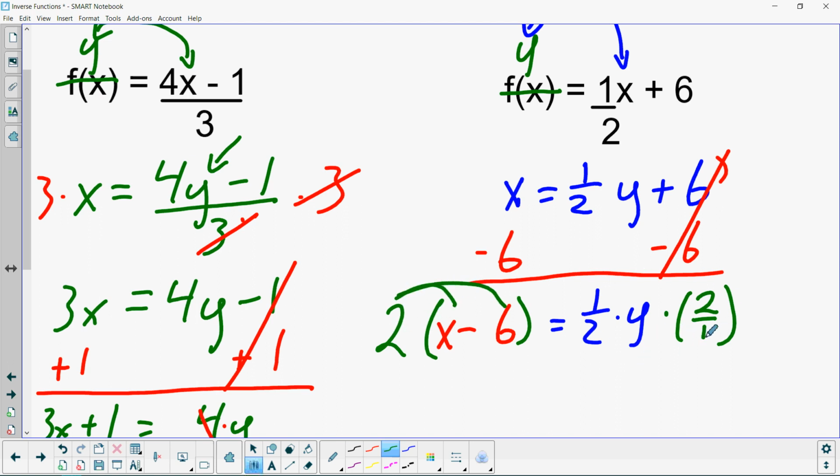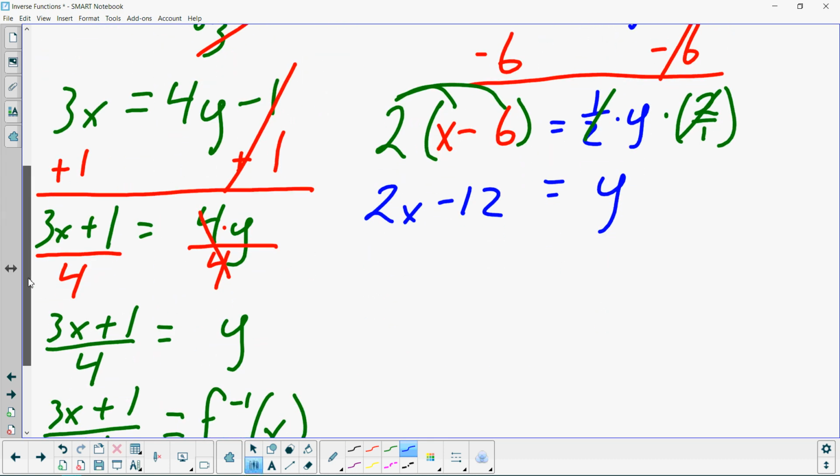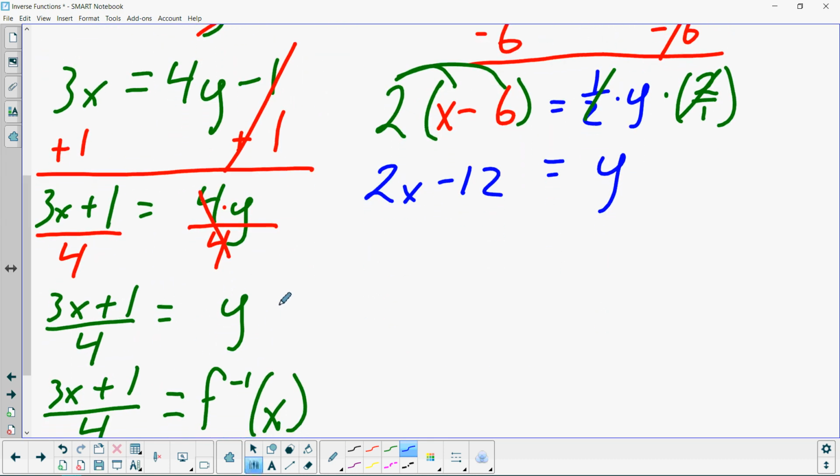Whatever you do on one side, you have to do to the entire other side. So 2/1 times 1/2. 2 times 1/2 is 1, and they cancel. So on the right side, we're left with just y. On the left side, we're distributing the 2. So 2 times x is 2x. 2 times -6 is -12. And then just like on the left, we can't leave it as y because our original problem was in function notation. So we change our y into the inverse of f. And then this is our final answer.